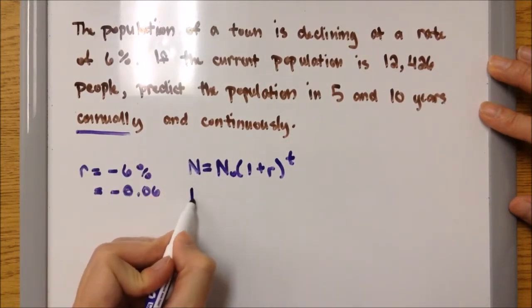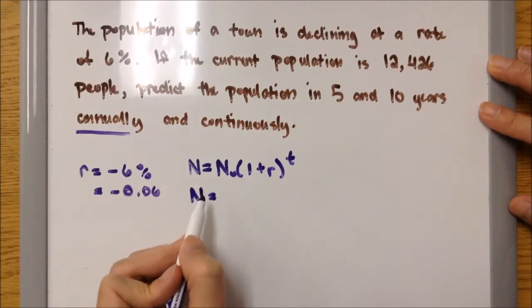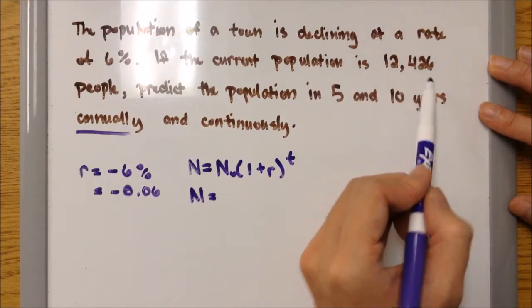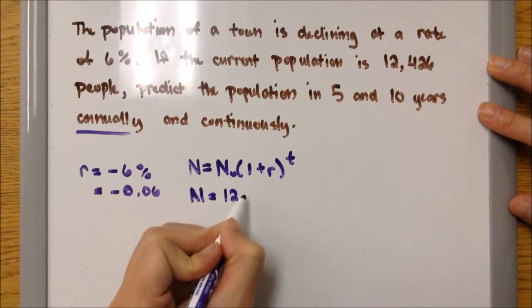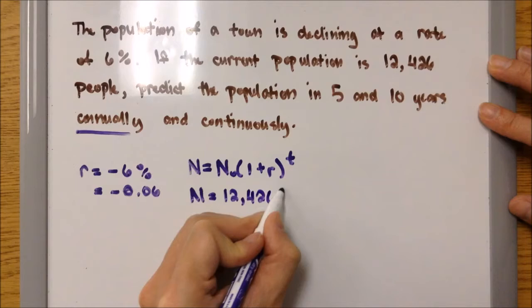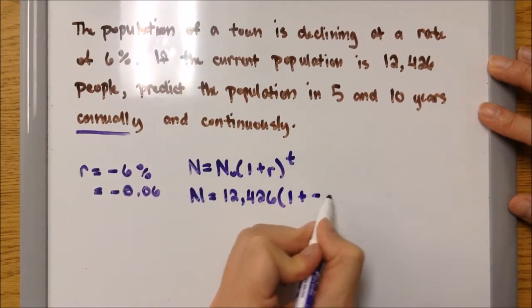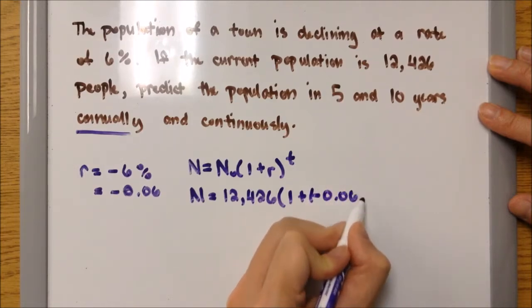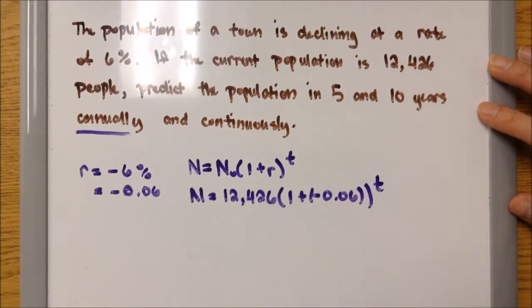So N equals, N sub 0 is the amount given in the problem. So the current population is 12,426. That's what we're going to put in place of N sub 0. 12,426 times (1 plus r, which is the rate that we found, negative 0.06) to the t power, time.